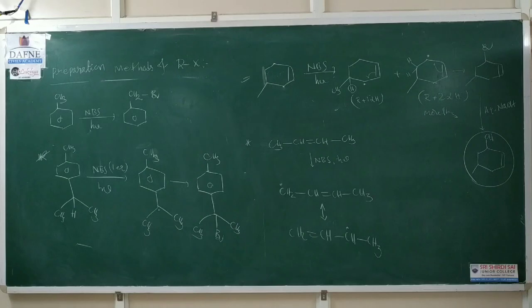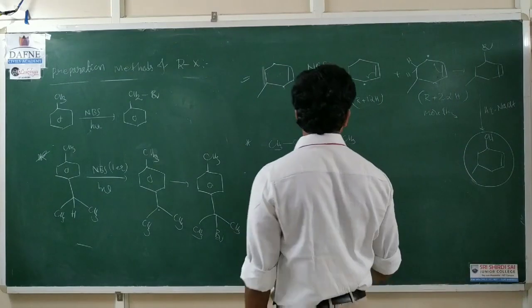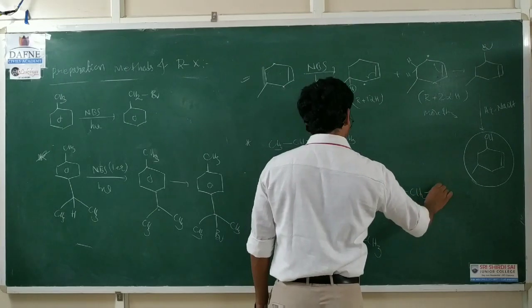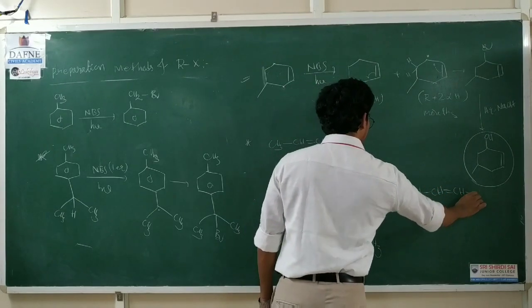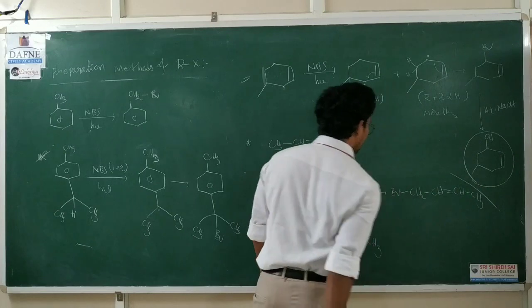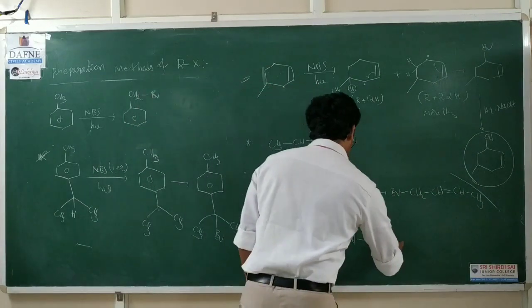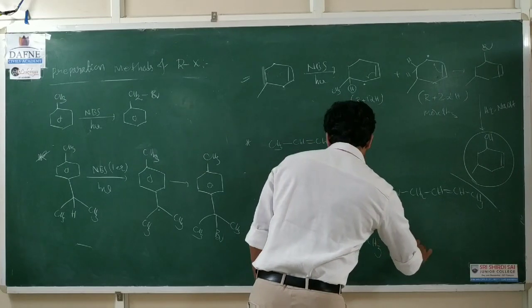Between these two, which is more stable? The secondary radical is more stable. So what should be the major product? Regarding the stable radical, the major product should be formed. But in this case, we have to consider the product stability.